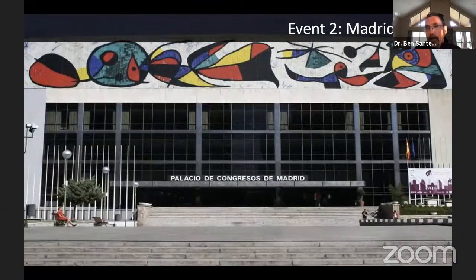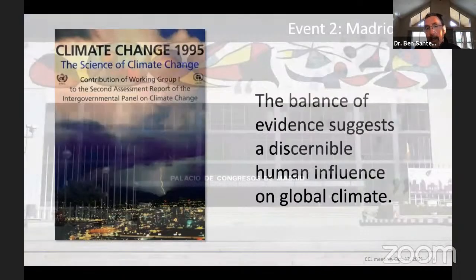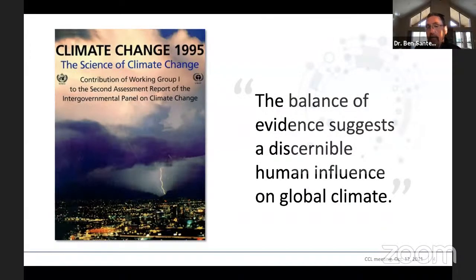And the other took place in this building here, the beautiful Palacio de Congresos de Madrid, in November 1995. What happened in this building? The Intergovernmental Panel on Climate Change met for 3 days, November 27th to 29th, to finalize the Working Group 1 assessment report of the IPCC. And it was at this meeting that these infamous 12 words were finalized. The balance of evidence suggests a discernible human influence on global climate.